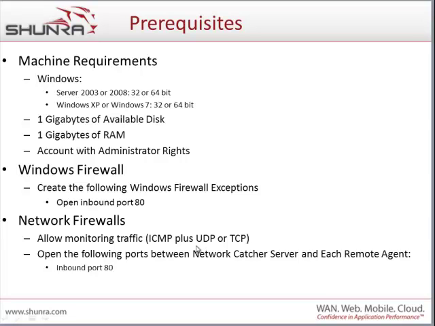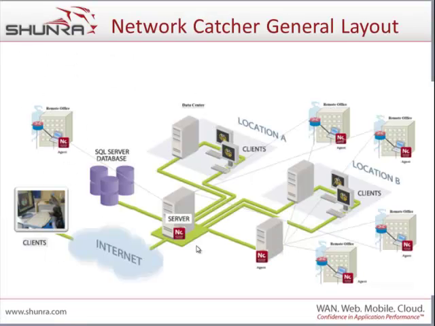The Network Catcher's general layout includes a Network Catcher server. The Network Catcher server can do measurements outbound to any reachable point on the network or the internet. If you want to do bidirectional bandwidth measurements, then you want to install a Network Catcher agent. The Network Catcher agent has to be on the domain, or it has to be somewhere where the DNS is reachable. The remote Network Catcher agent software is what I'm going to take you through now.